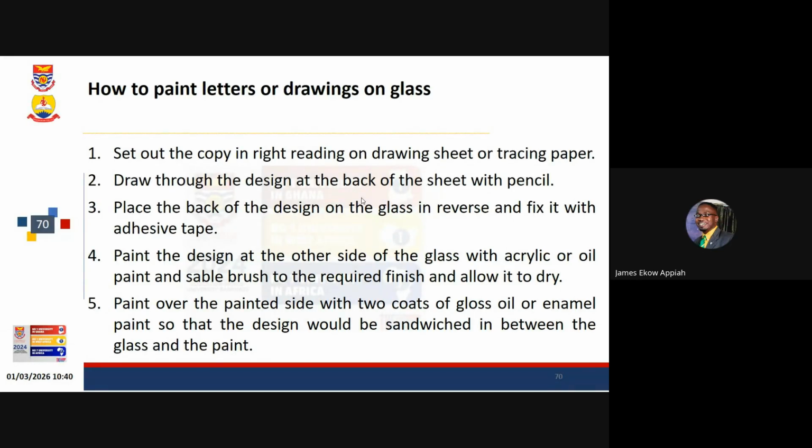Hello. Yes, what point are you trying to clarify? Is it on transfer? Yeah, the whole point. The whole point of what? How to transfer letters or drawing on glass? How to do what?